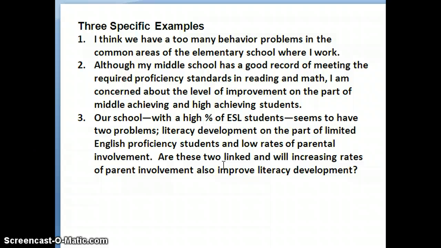Certainly, I don't think many of us would disagree with the idea that behavior problems can get in the way of school improvement and progress. So you can see where this is the basis for this process, and apparently it's a need in the eyes of this person.